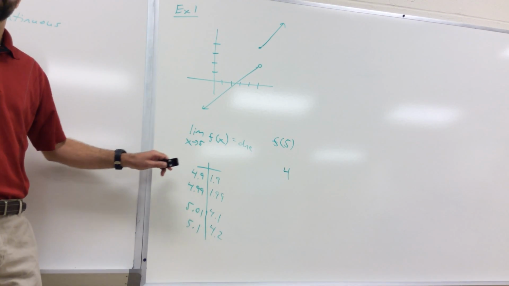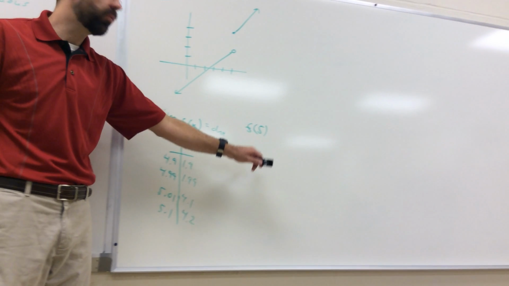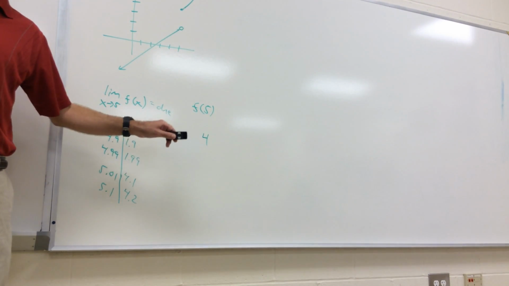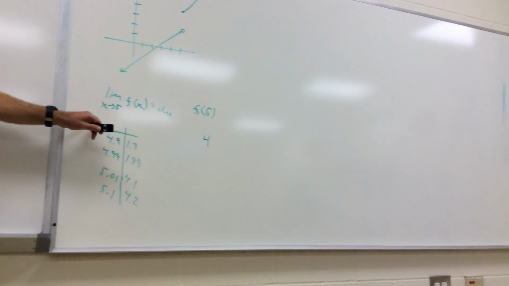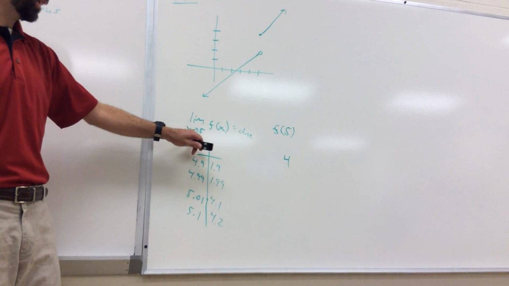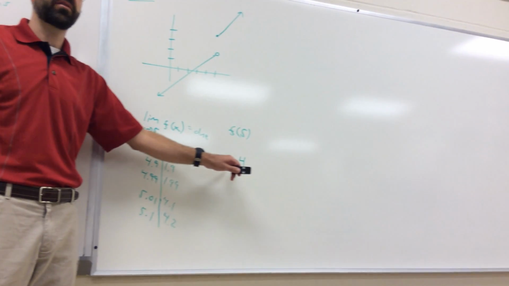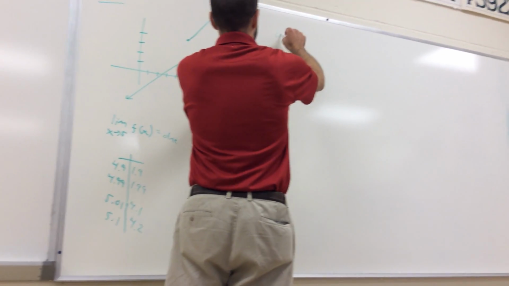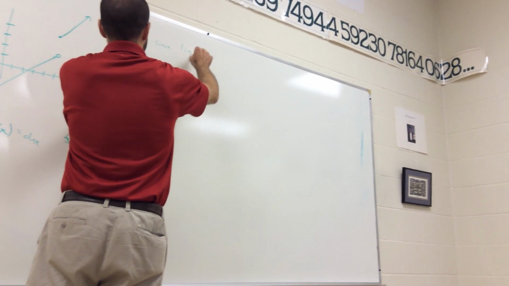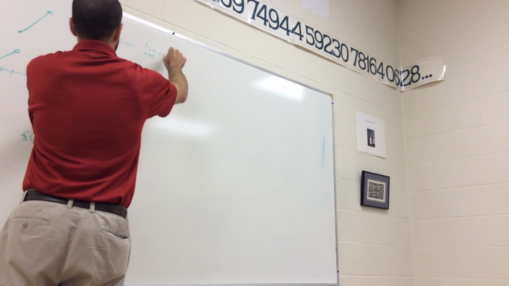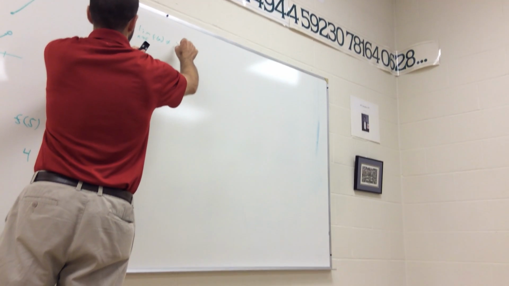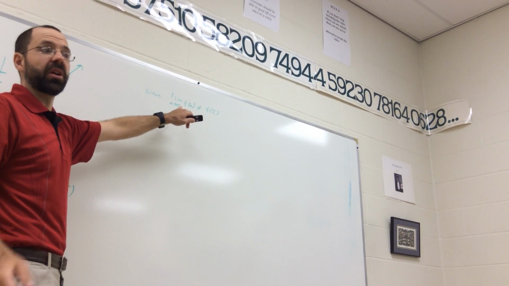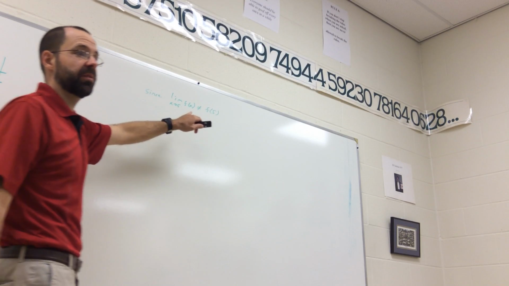And then does not exist equal 4? No, it doesn't. So that's officially why it's not continuous at 5, because the limit has a different answer than the function value. Okay, so since the limit, as x goes to 5, of f of x doesn't equal f of 5, now we know that it's not continuous at 5.